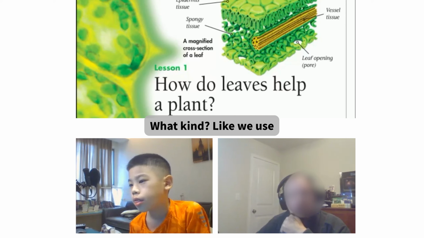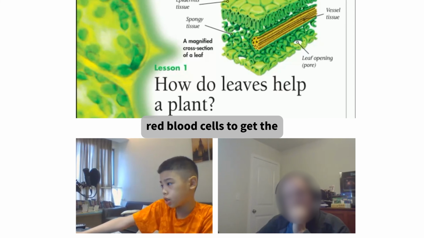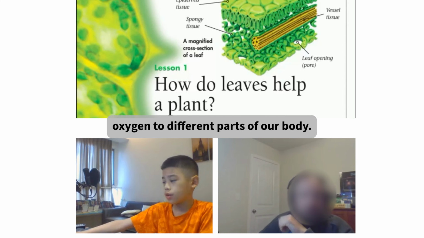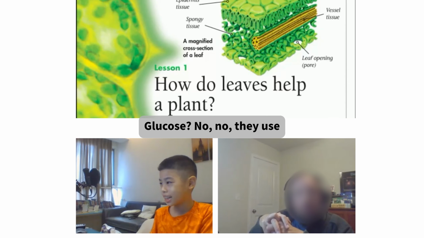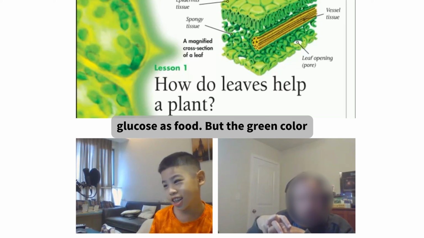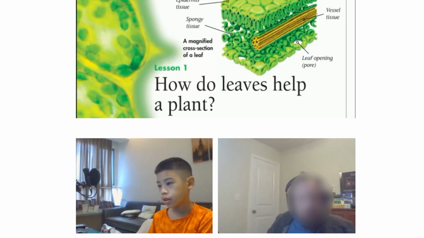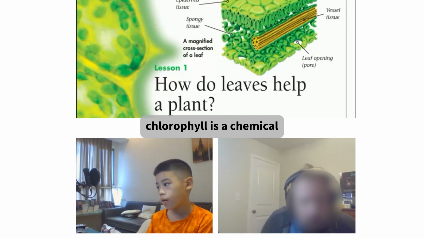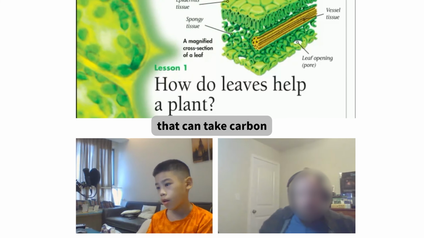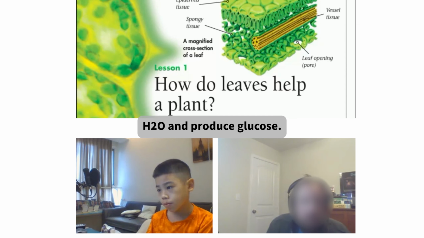What kind? Like we use blood vessels, like we use red blood cells to get the oxygen to different parts of our body. But what do plants use? Green blood cells? Glucose. No, they use glucose as food, but the green color in leaves actually comes from chlorophyll, okay? Chlorophyll is a chemical that can take carbon dioxide and hydrogen, okay, H2O, and produce glucose.